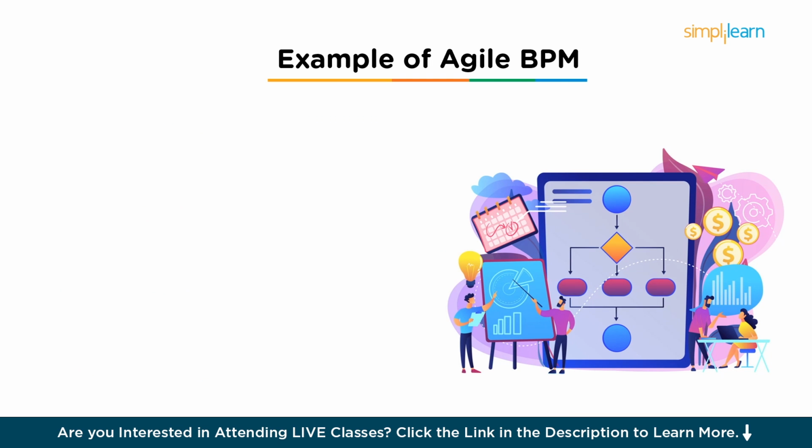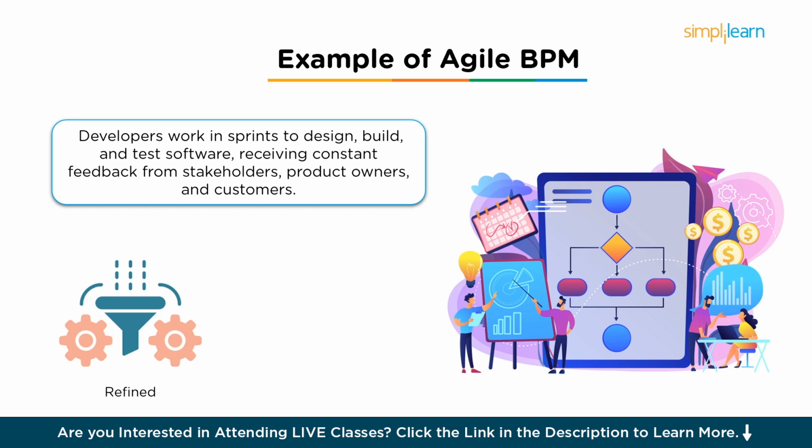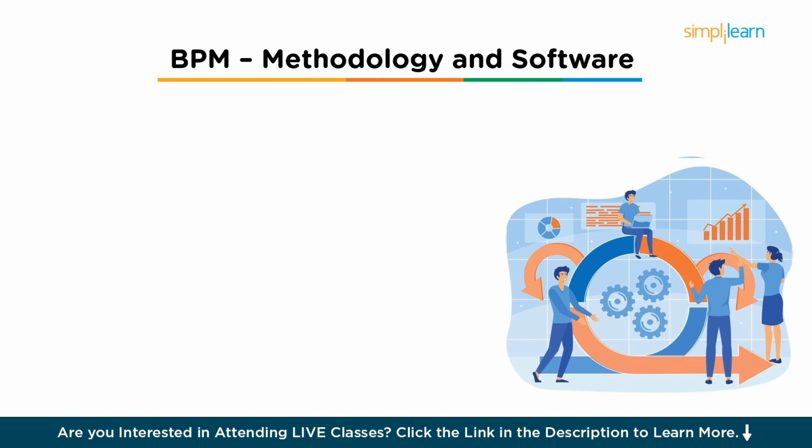Example of Agile BPM in practice. In a software development company, Agile BPM might be used to streamline the development cycle. Developers work in sprints to design, build, and test software, receiving constant feedback from stakeholders, product owners, and customers. As a result, the process is constantly refined and the product evolves in real time to meet market demands. After exploring Agile BPM, next let's dive deeper into BPM methodologies and examine how businesses apply structured methodologies to manage their processes. BPM methodology and software.